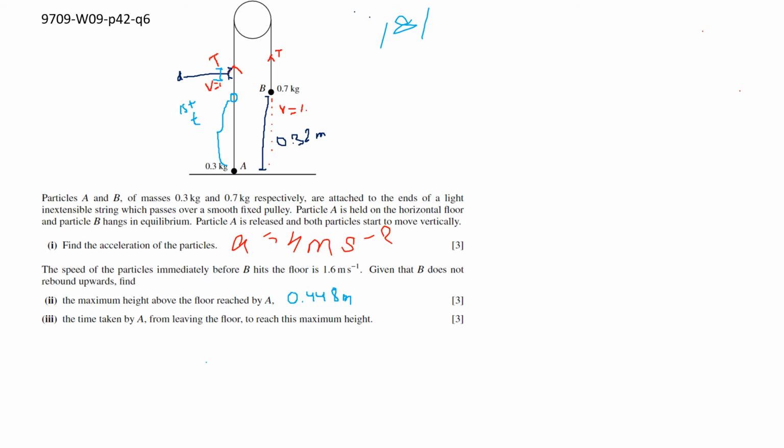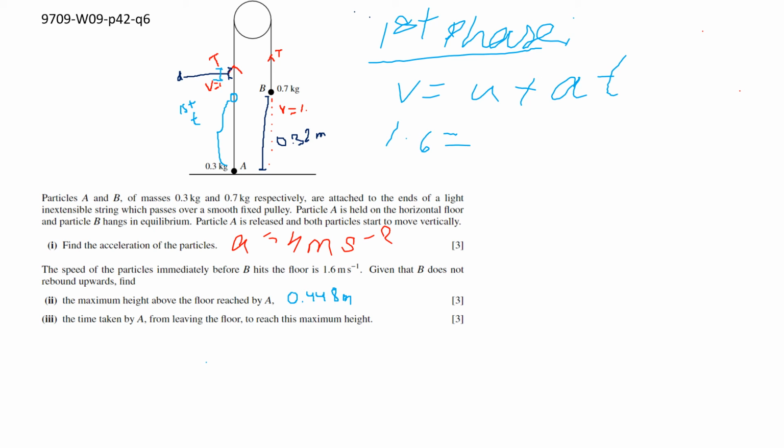In the first phase, v equals u plus at. We need to use this equation. We have 1.6 velocity and 0 plus we have acceleration, that is 4 meter per second squared, times time. So the time will be 0.4 second.